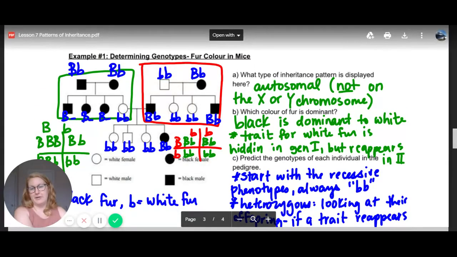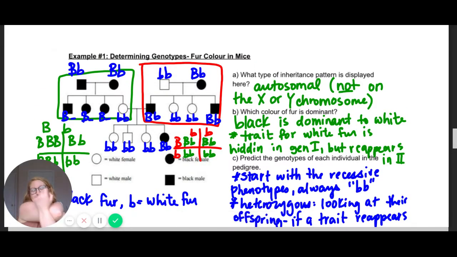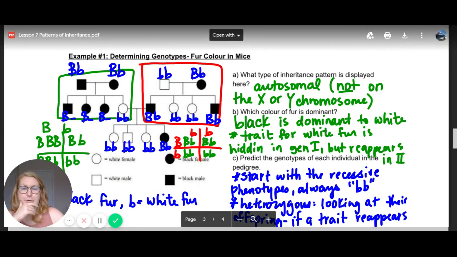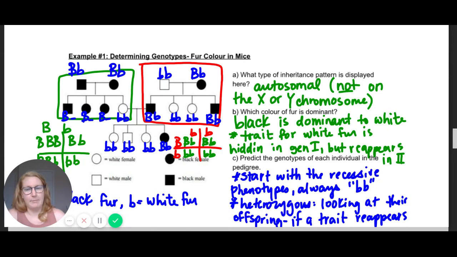Now in this particular pedigree, and I know I've written on top of this one, I've already given you what the shaded and unshaded means. So the white fur versus the black fur, female versus male. Now, first question with these is usually what type of inheritance pattern are we showing here?